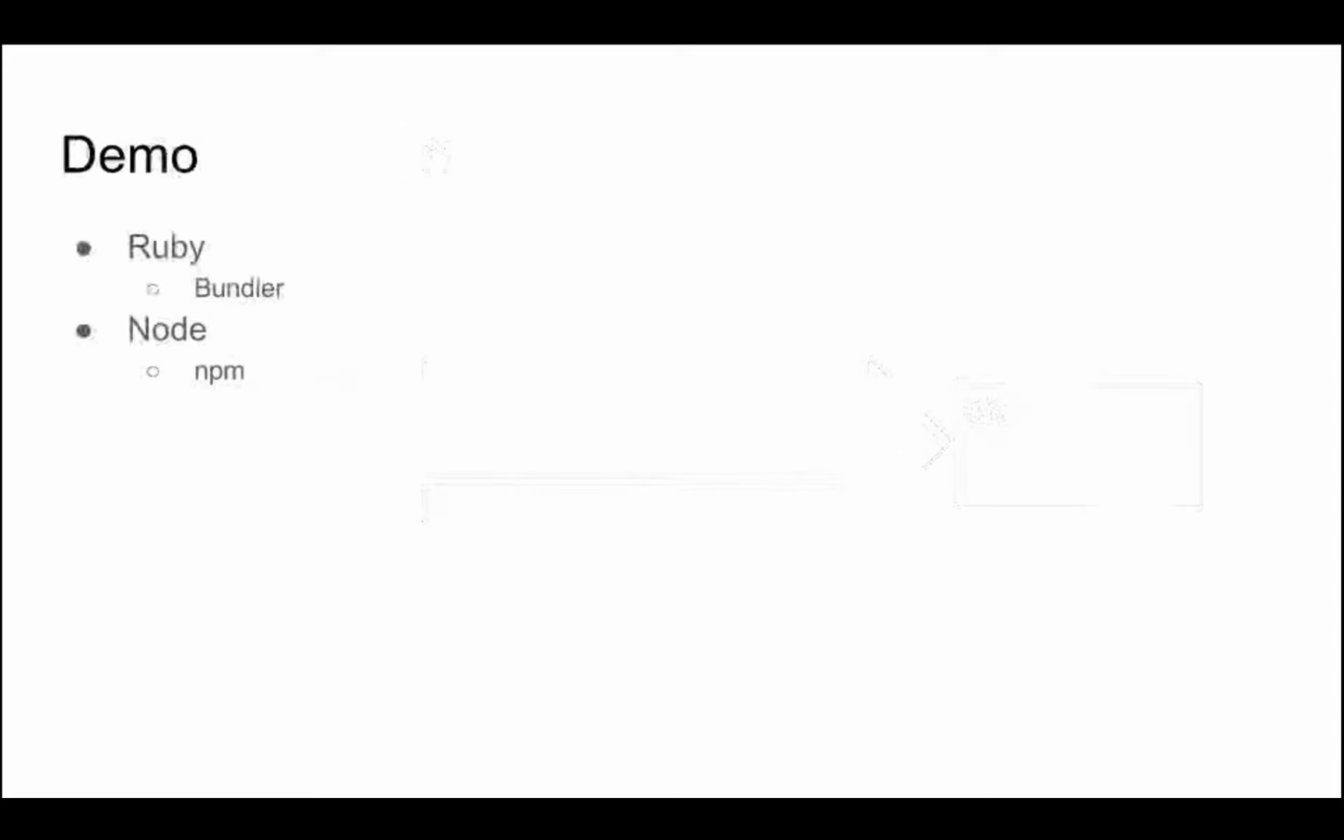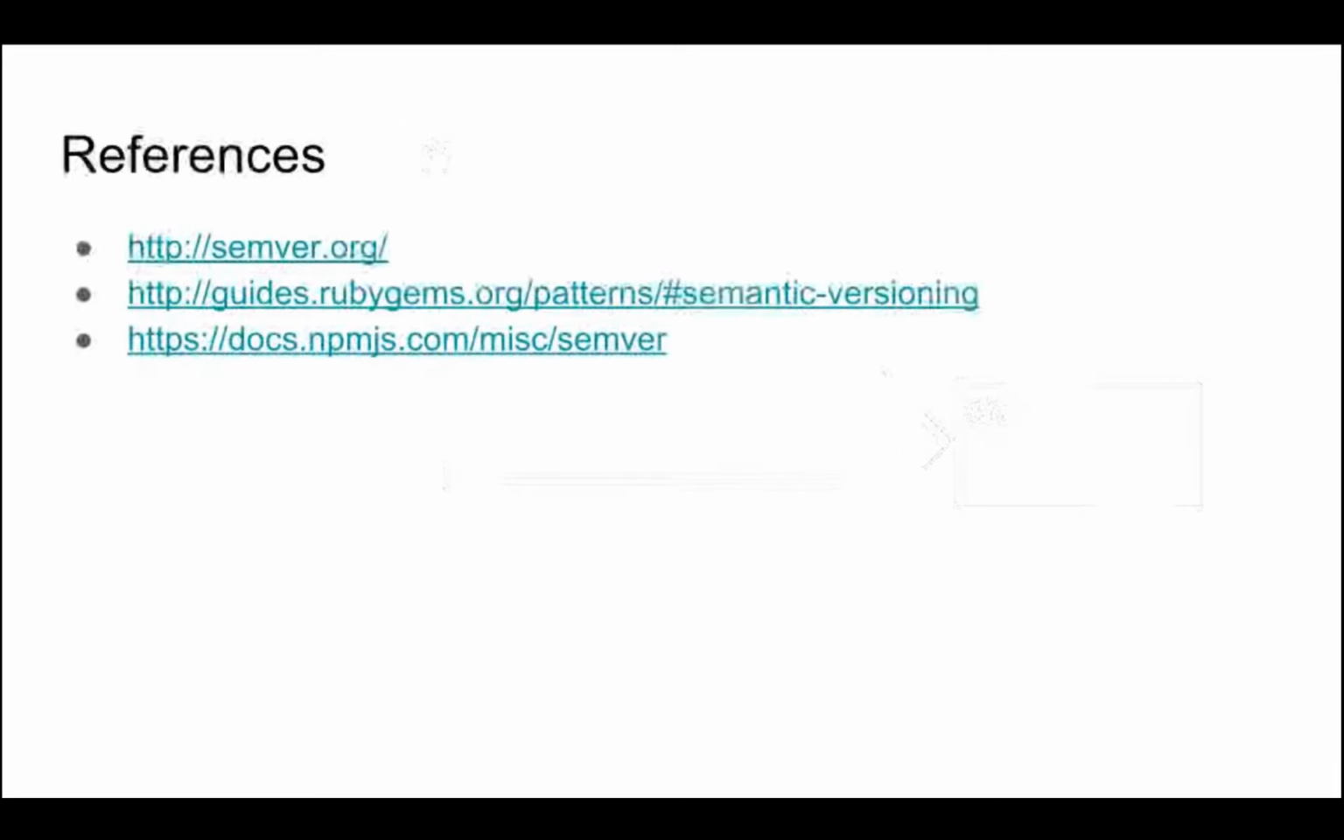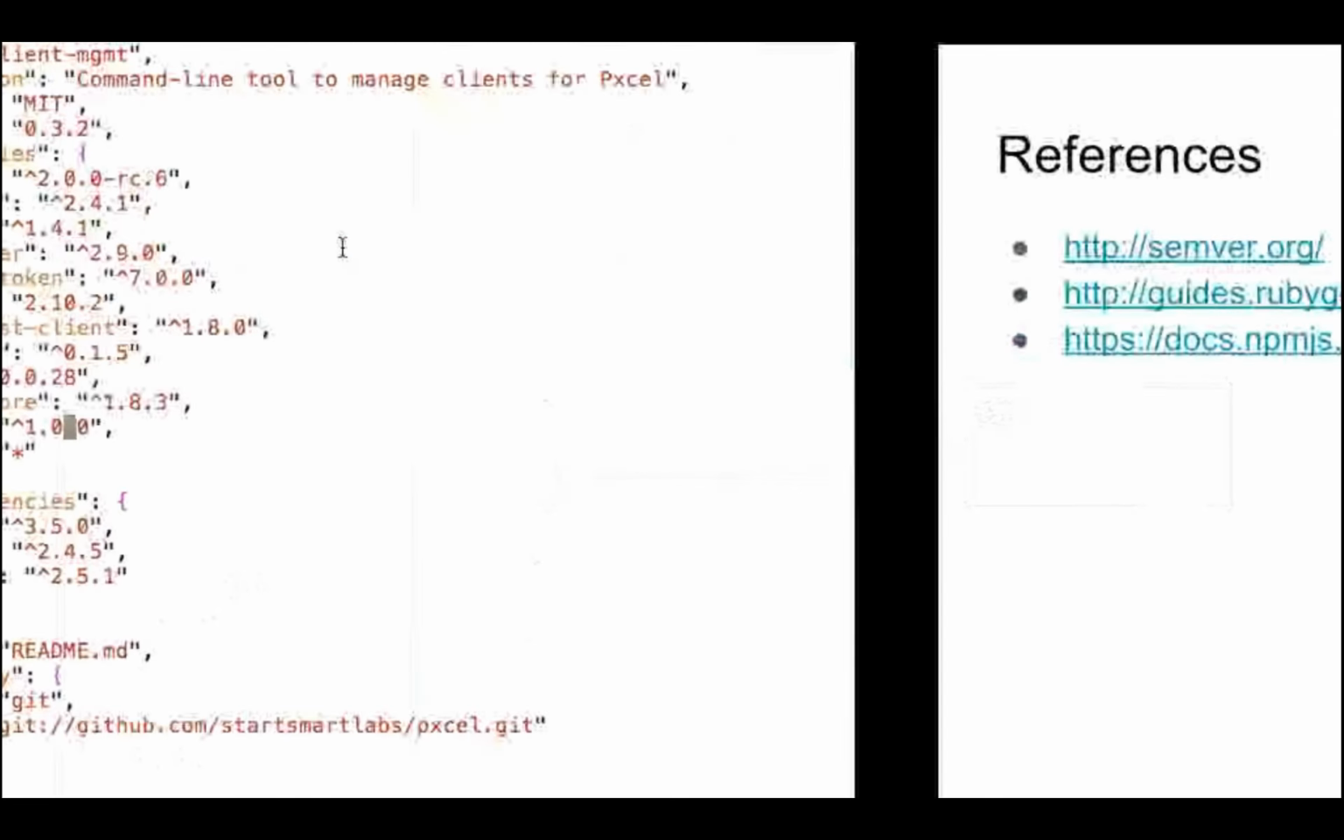I've already given the demo. The first page talks in detail about semantic versioning; it's a full page introduction. The next is how Ruby handles the dependency, and the third is how Node handles it. The implementation of semantic versioning for Ruby and Node is on this page.